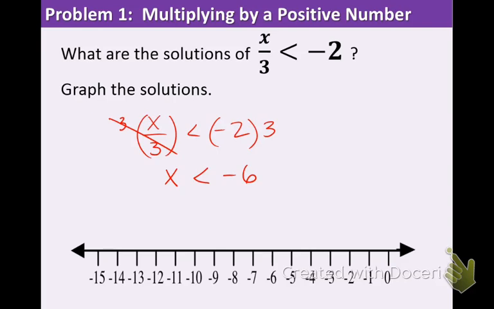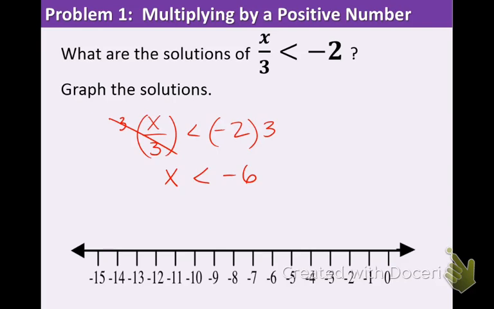Now you may be thinking, oh, I see a negative over there. Well, we're not multiplying or dividing by the negative. Then that negative 2 is just hanging out on the right side. We're not multiplying or dividing that negative 2 to the other side. So that's why we didn't flip the symbol.